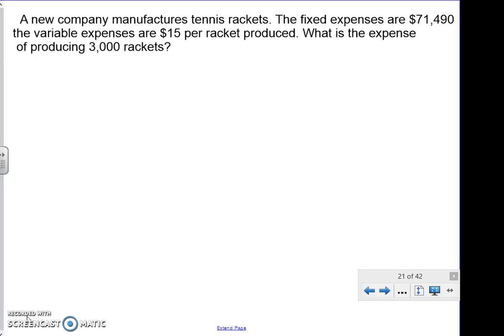All right, for number 21, it says a new company manufactures tennis rackets. The fixed expenses are $71,490. The variable expenses are $15 per racket produced. What is the expense of producing 3,000 rackets? So, if you'll remember, the formula is expense equals variable expense price times the quantity plus the fixed expense price.